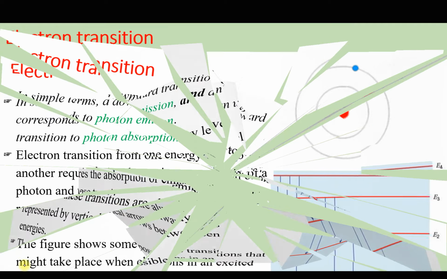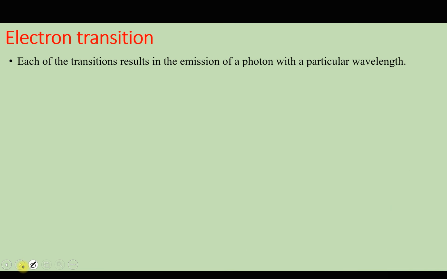Okay, so one important thing I want people to notice is that each transition results in the emission of a photon with a particular wavelength. So every transition results in the emission of a photon of a particular wavelength, or the absorption of a photon of a particular wavelength, because a photon has a specific amount of energy, and the electron requires a specific amount of energy to be promoted to a certain energy level, or when it moves from one energy level to another, it is going to give out a photon of a specific wavelength, specific energy, specific frequency.